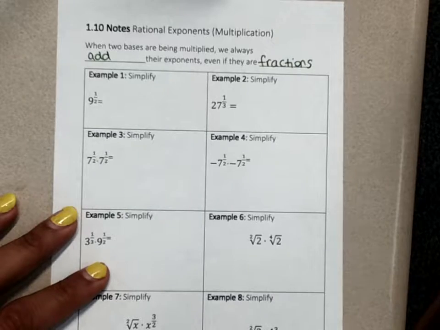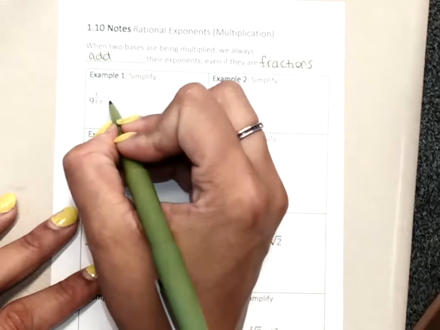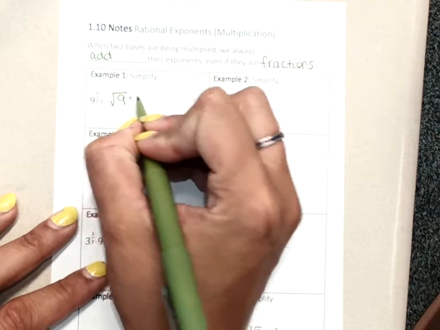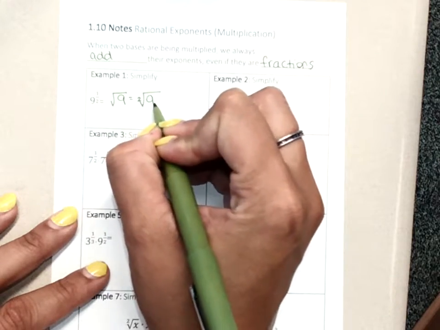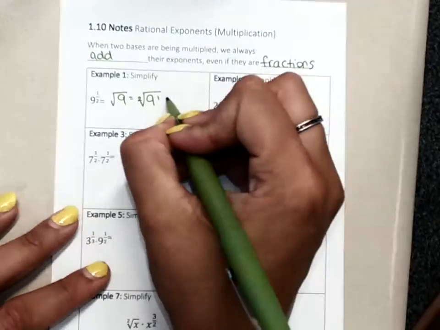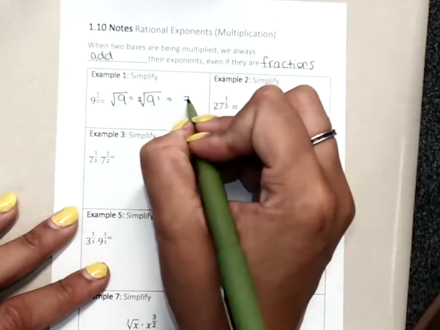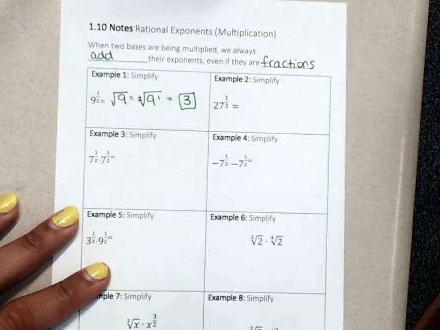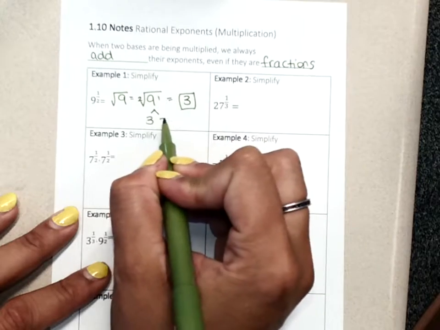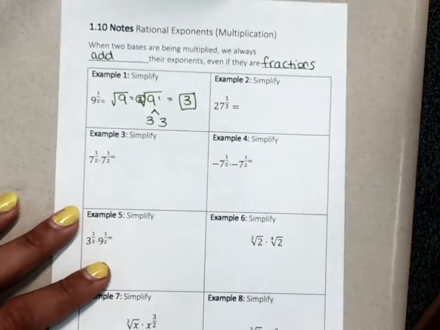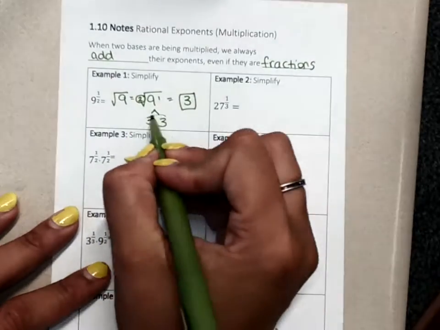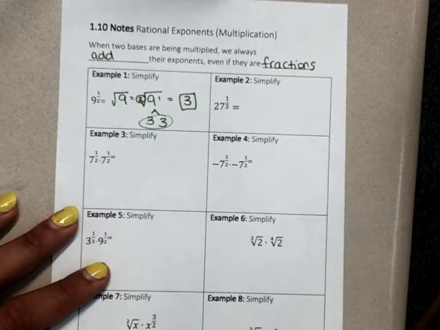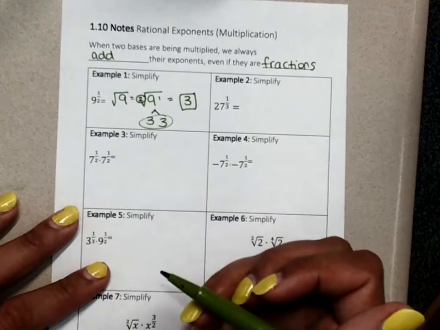In example 1, 9 to the 1/2 is the same as saying the square root of 9 to the 1. We know that both of these result in an answer of 3 because we are looking for pairs of 2. The index tells us that we are looking for pairs of 2. 9 is a perfect square, therefore our answer is 3.